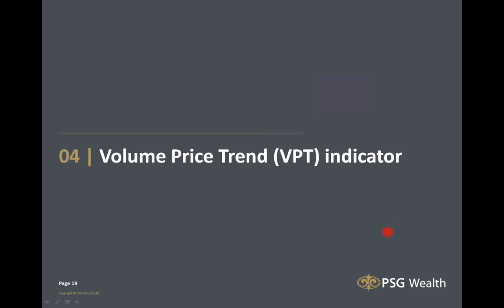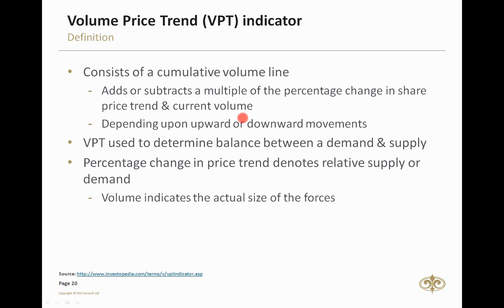If we had a look at volume price trend, I like this indicator because it goes one step further. This shows you the true picture of supply and demand. So it consists also of a cumulative volume line, so sort of under 1,000. Okay, the big difference now is that we add and subtract a percentage of the price change. So the bigger the price move, percentage-wise, obviously the more volume we add, and vice versa. So it depends on the upward or downward movement. So now we just bring in price and percentage movement. So this helps us truly show the balance between supply and demand. Okay, so it indicates the actual size of those supply and demand forces.